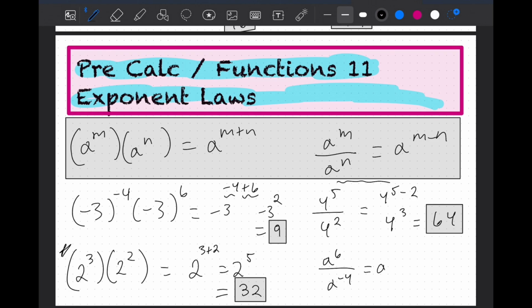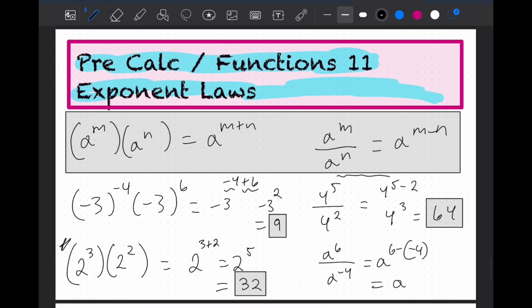And then for this one, the bases are the same, a to the 6 over a to the minus 4. So it'll just be 6 minus minus 4. Be careful with the double negative. So that would make this equal to a to the 10.